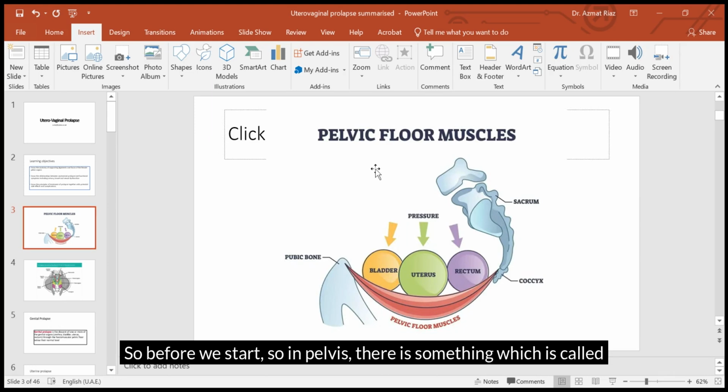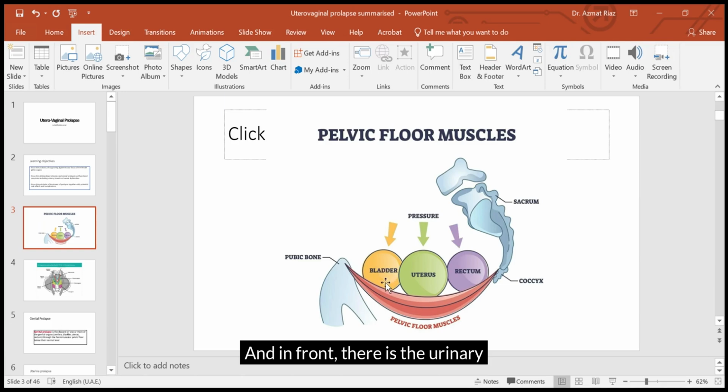So before we start, in the pelvis there is something called the pelvic floor muscles, and their main purpose is to support the pelvic organs, which in a female pelvis is the uterus in the center, and in front there is the urinary bladder, and posteriorly it is the rectum.